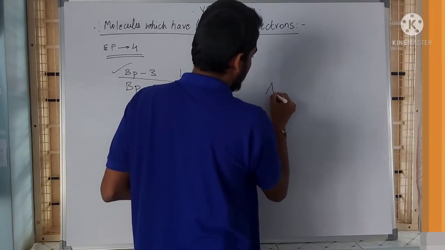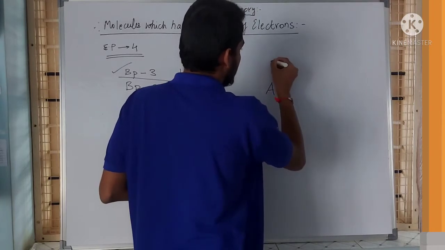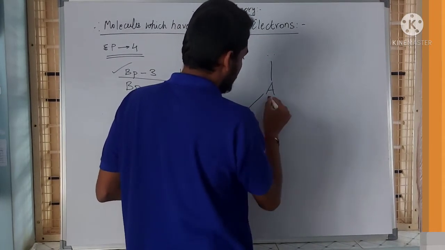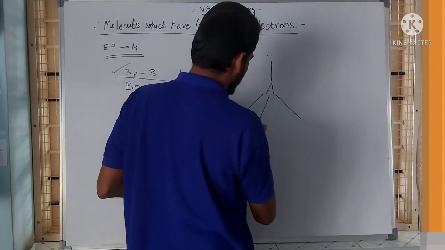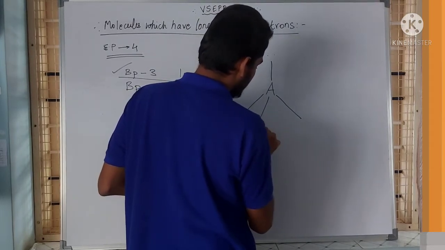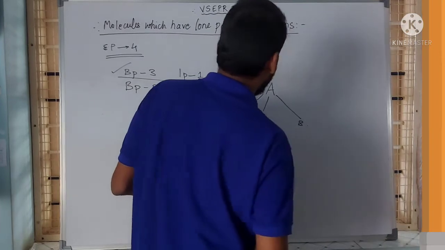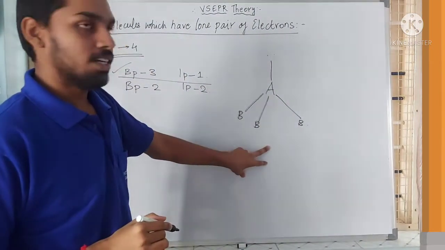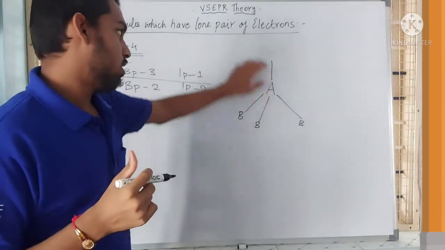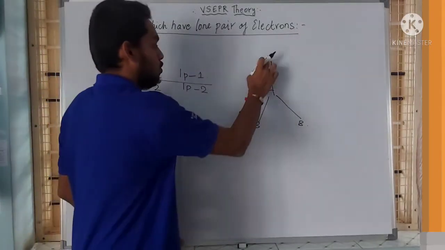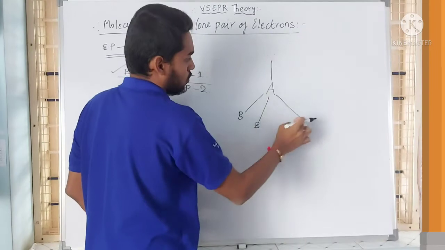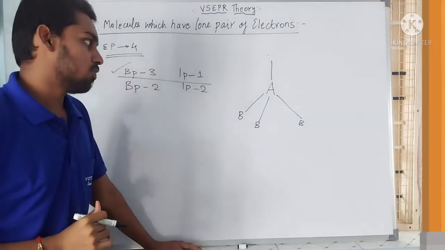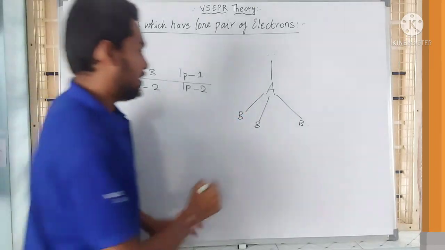So let this be the central atom. Let this be the lone pair of electrons. 1 bond, 2 bond, and 3 bond. So these will be the atoms. If you look at this structure, according to the electronic arrangement, it looks tetrahedral, like 1, 2, 3, 4. If you just join these bonds, you are going to observe that it forms a tetrahedral structure.